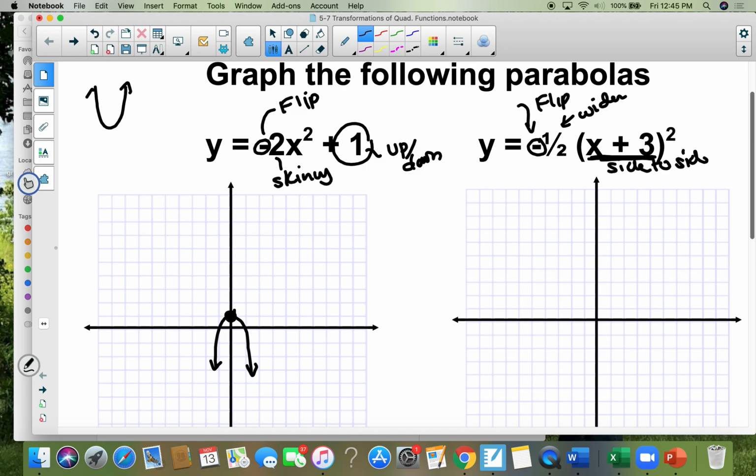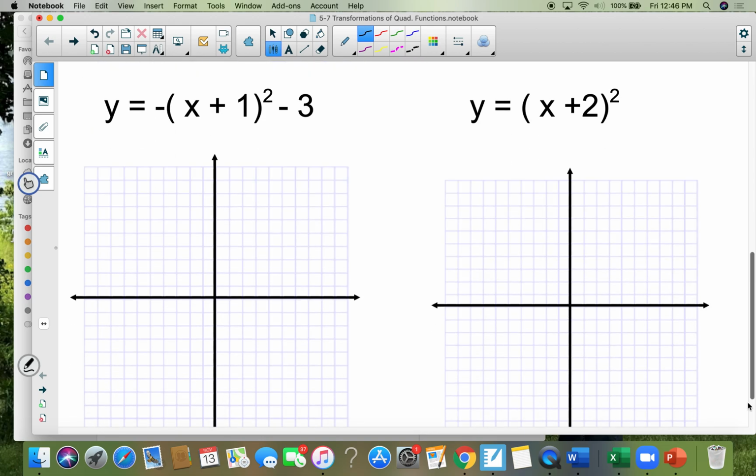Okay, look to see where the 3 is located. It's located inside, and since it's a positive, you move it to the left 3. If you remember this, positive, you move to the left. Negative, you move to the right, if you remember that. Again, it's flipped upside down because of the negative, and it's wider. Okay, let's do 2 more.